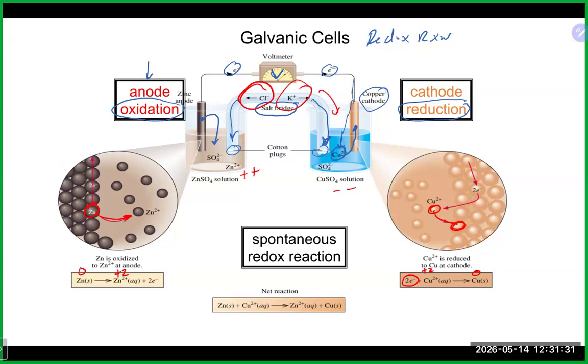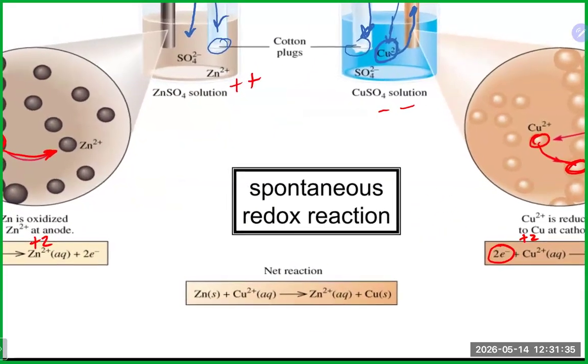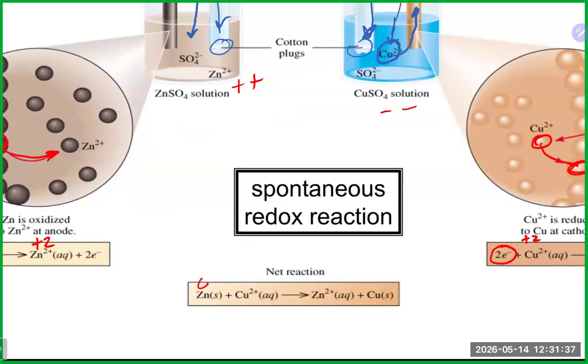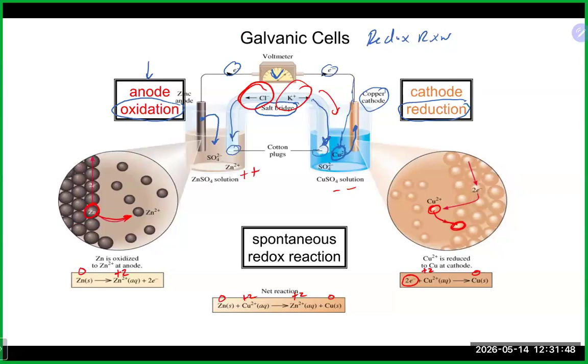We can also obviously add these two half reactions together, and we do get our overall reaction, which is showing again our zinc going from 0 to +2, and our copper going from +2 to 0. In this case, we would add both of those half reactions back together. Electrons would cancel out, and we'll be left with the overall reaction. Any questions on the components of a traditional galvanic cell here?